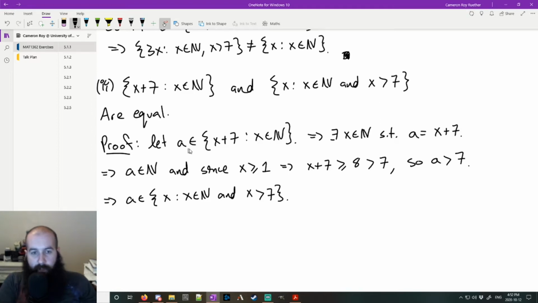And so since a generic element of the first is also an element of the second, it means that the first set is a subset of the second.